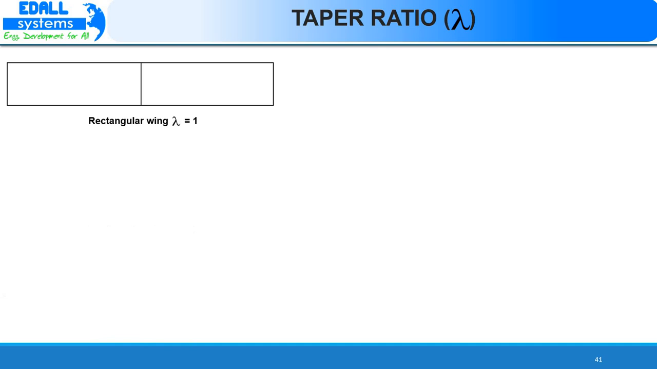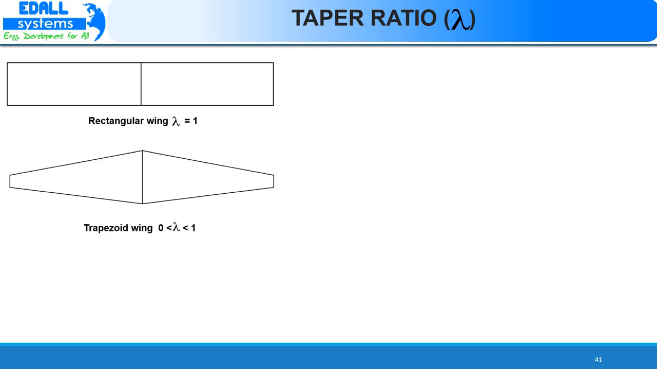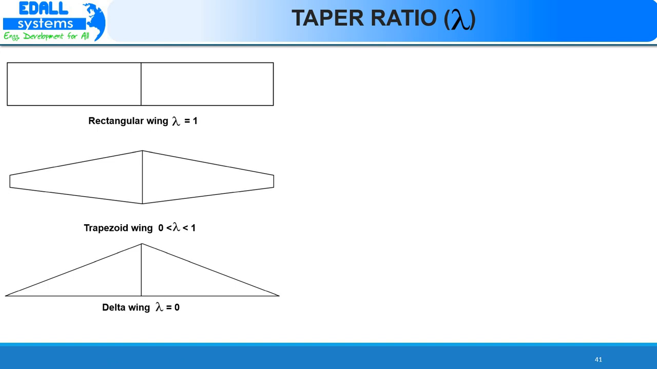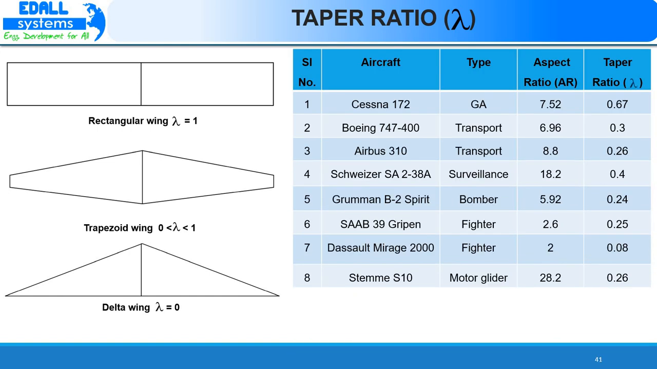For a rectangular wing, the taper ratio lambda will be equal to 1. For a tapered wing, the taper ratio will be between 0 and 1. For a delta wing, the taper ratio will be 0. The table on the slide shows the values for aspect ratio and taper ratio for various types of aircraft.